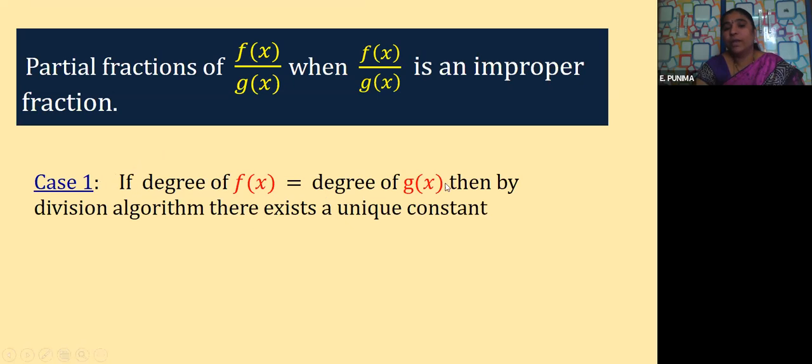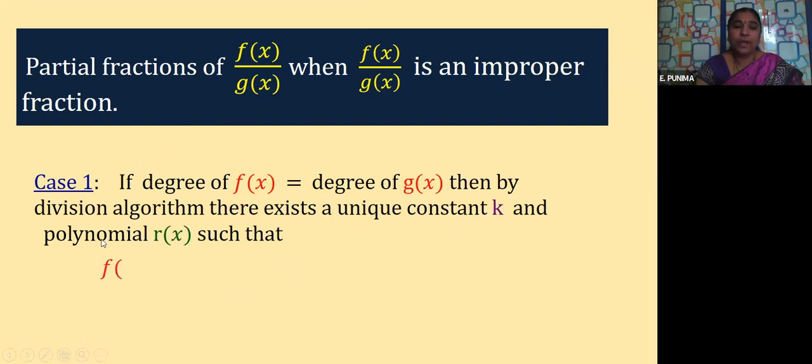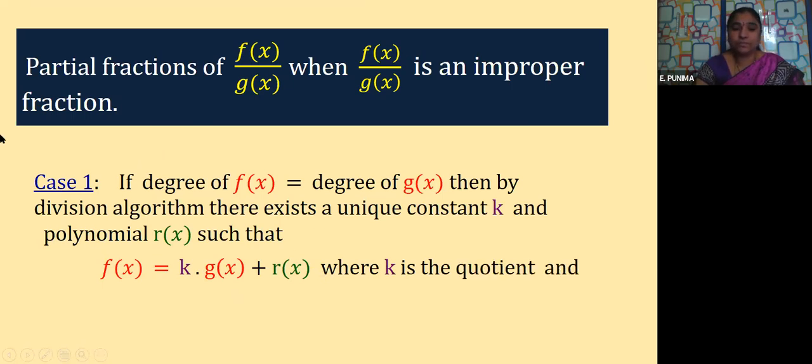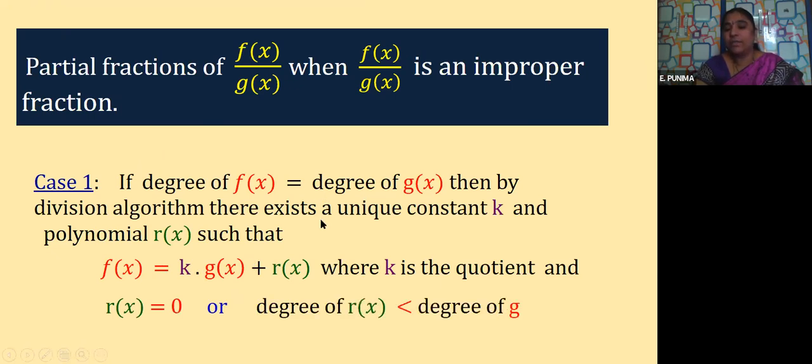is equal to the degree of g of x. Then by the division algorithm, there exists a unique constant k and a polynomial r of x such that f of x is equal to k into g of x plus r of x, where k is the quotient and r of x is equal to 0 or the degree of r of x is less than the degree of g of x.